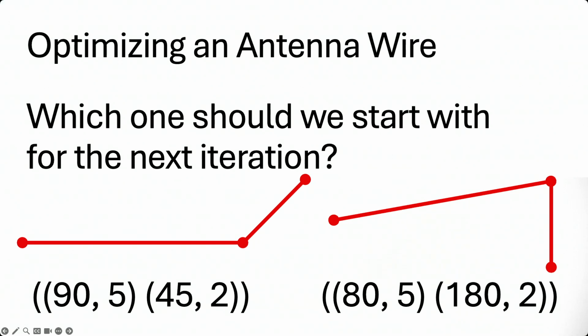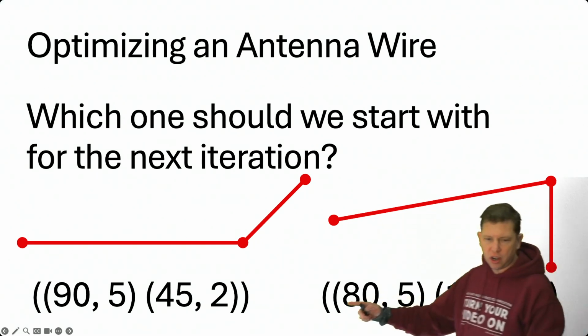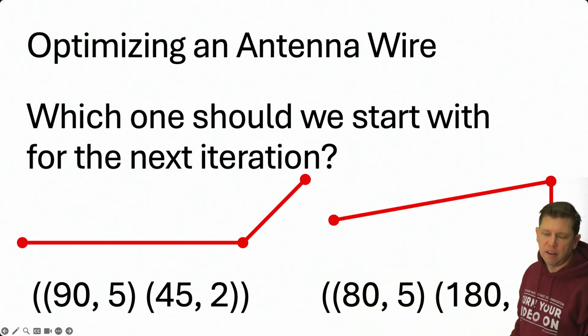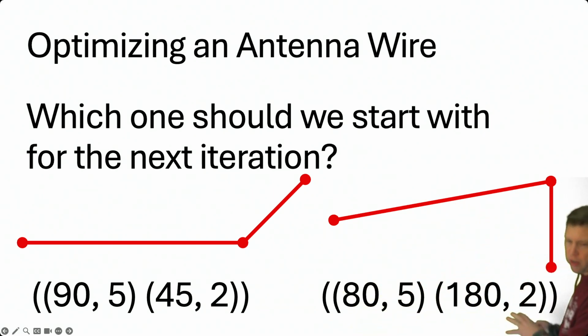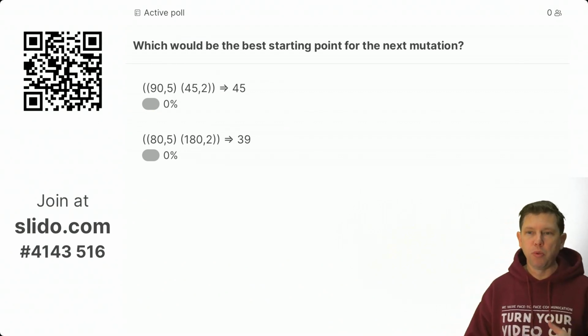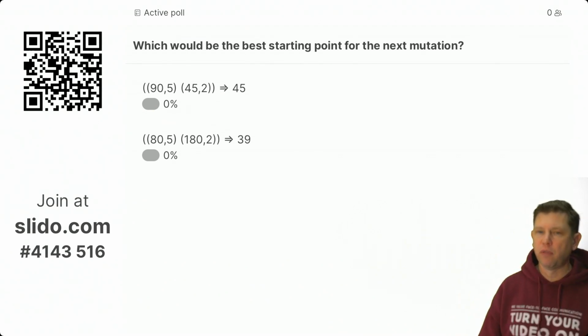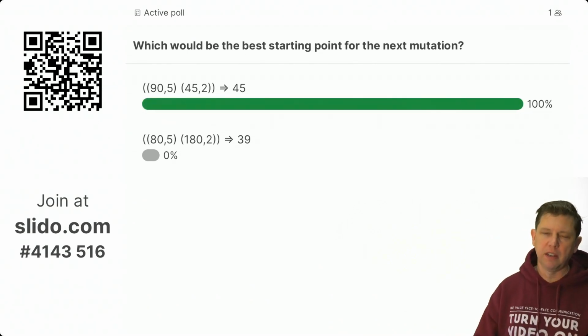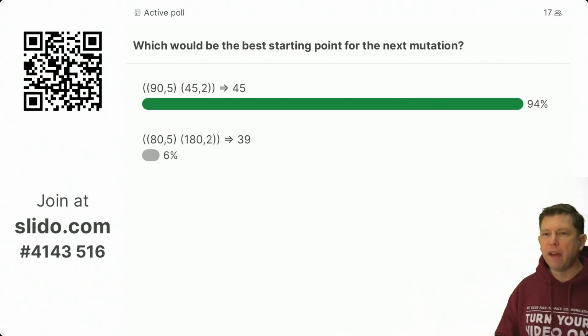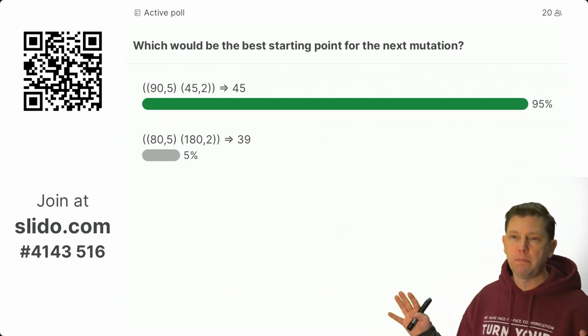We've got these two. The one over on the left has a score of 45. The one over here, 39. So which one would we want to start with for the next mutation? And keep in mind, we're just dealing with a population of 2. We could have 10 different things up here if we wanted to. We're doing this really simple to make it easy to understand what's happening. And yes, we would probably want to start with the 45, because we've defined that 45 is better than 39 in this particular situation.